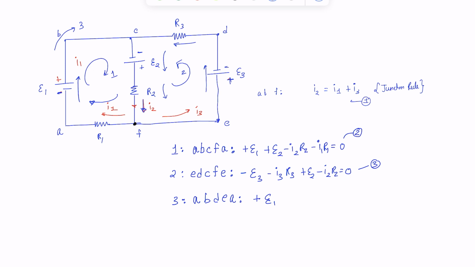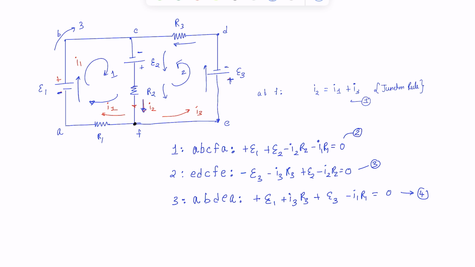So epsilon 1 plus I3 R3, this is what you will get, plus epsilon 3 minus I1 R1 equals 0. So you've got another equation, equation 4. See, this is what we needed. With all this information, this is what we need to go to. We need to understand how to get these equations.